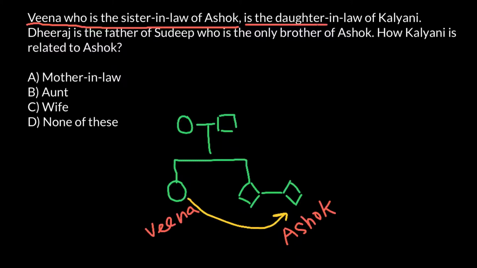Next, let's read what we have here. Veena is the daughter-in-law of Kalani. What might this be? This might be that Veena, in her own turn, is married, and because Veena is female and she's a sister-in-law, of course she has to be married to a male who may have parents. So let's show parents here. So in this case, Kalani can be any of these two people. We don't know who, but this can be Kalani. So let's put Kalani here.